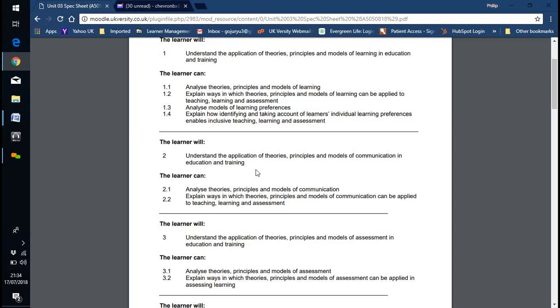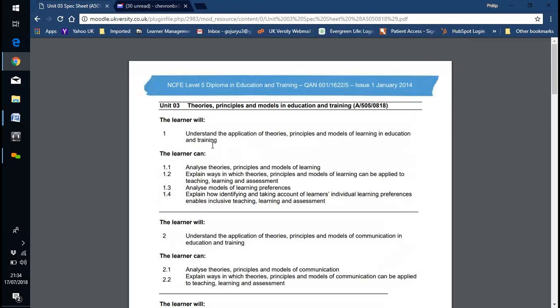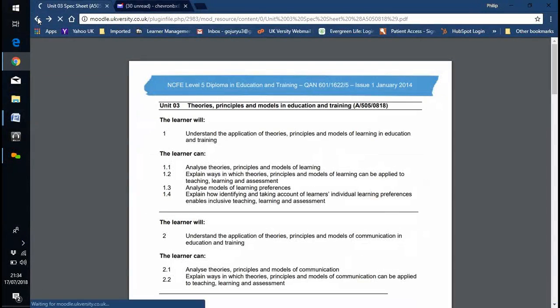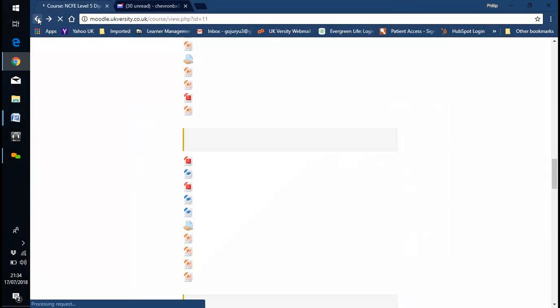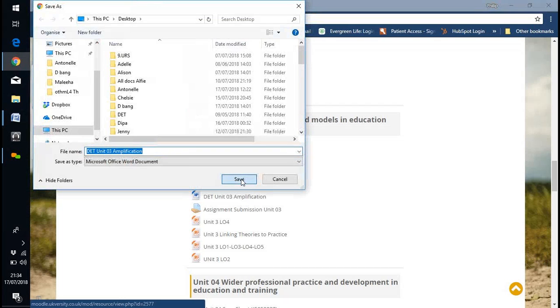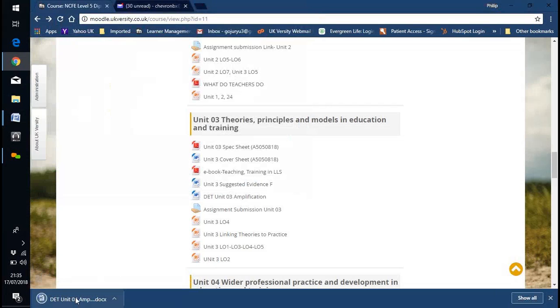What I would suggest on this one is understand theories, principles and models in education. Again, do some research on there. I don't know what I've got on here for 3. You've got that book series. Teaching, you know. E-book, teaching and training, and that's in the lifelong learning section, though. It may not apply to you, a lot of that. I've got the suggested evidence list again here. Again, I've got an amplification here as well, which is a bit frightening to look at, but I don't know whether you've looked at this or not yet.